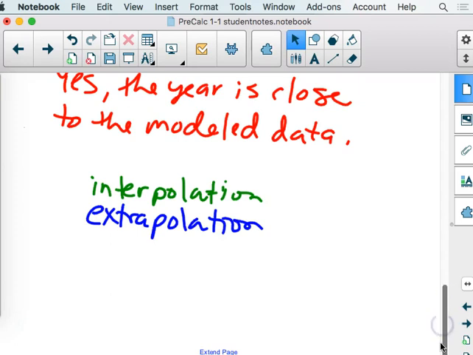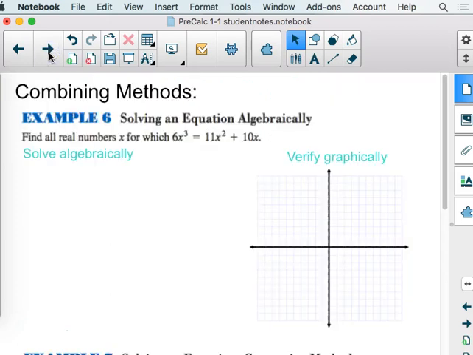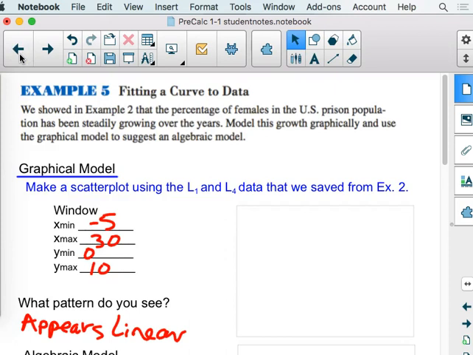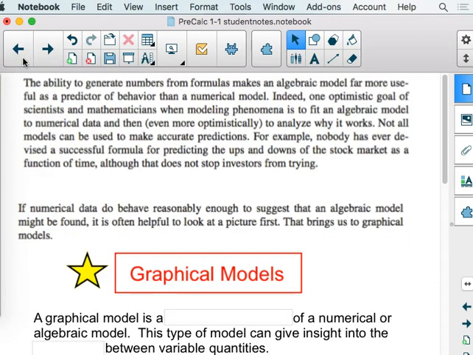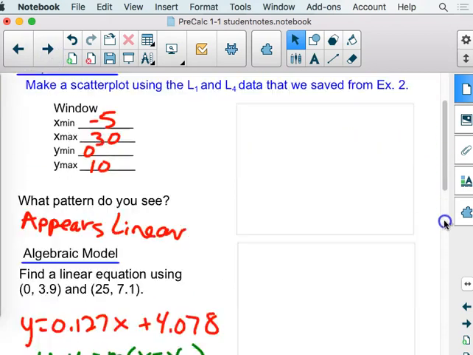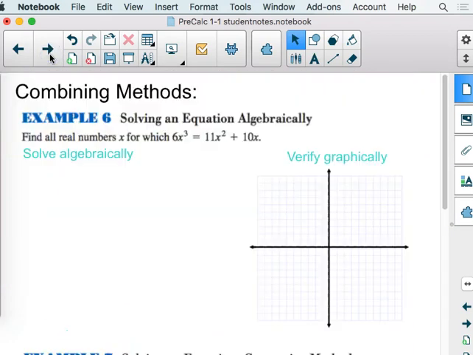And now, one of my least favorite pages. Oh, good. It's not the one with all the words yet. Math doesn't need all those words. What we need is numbers. So here's what we're going to do. We're going to combine some methods. This says we're going to find all the real numbers x for which 6x cubed equals 11x squared plus 10x. All right. Solve algebraically.